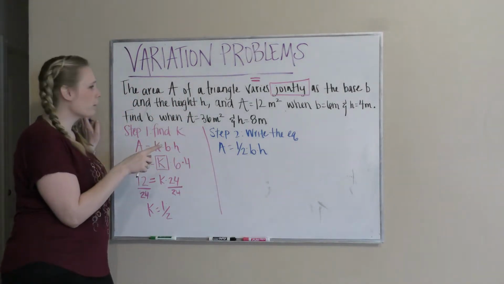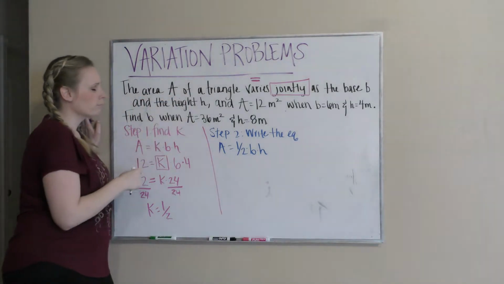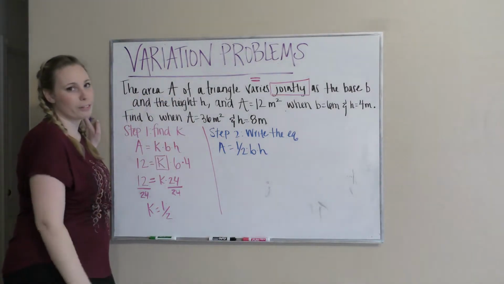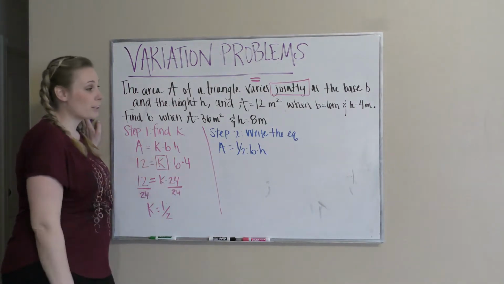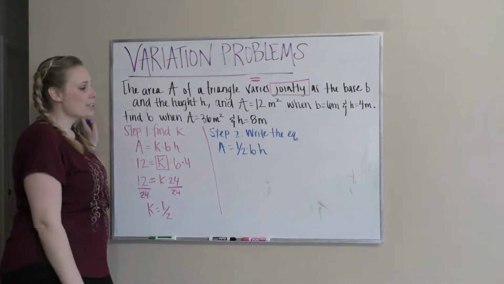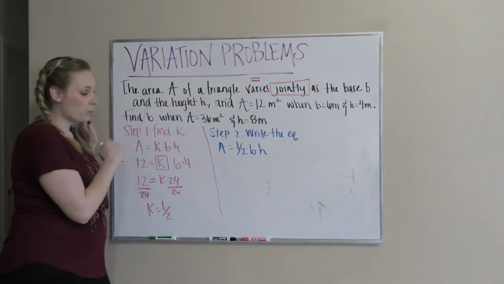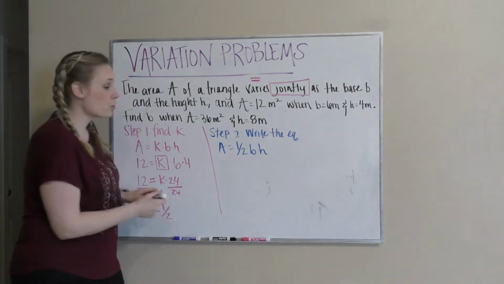Why does this seem so familiar? The area A of a triangle. What's the formula to find the area of a triangle? 1/2 base times height. So that's a really good way to check your answer if you know what we're talking about. So we wrote the equation. I'm pretty confident that equation is correct because I know how to find the area of a triangle.